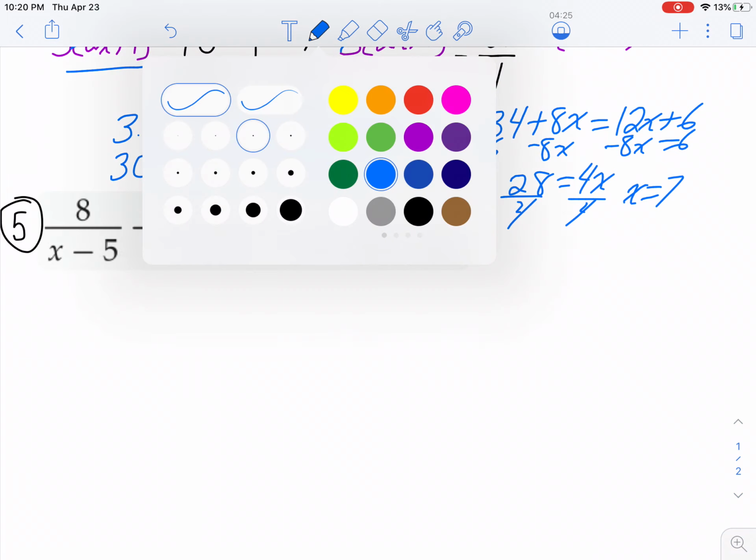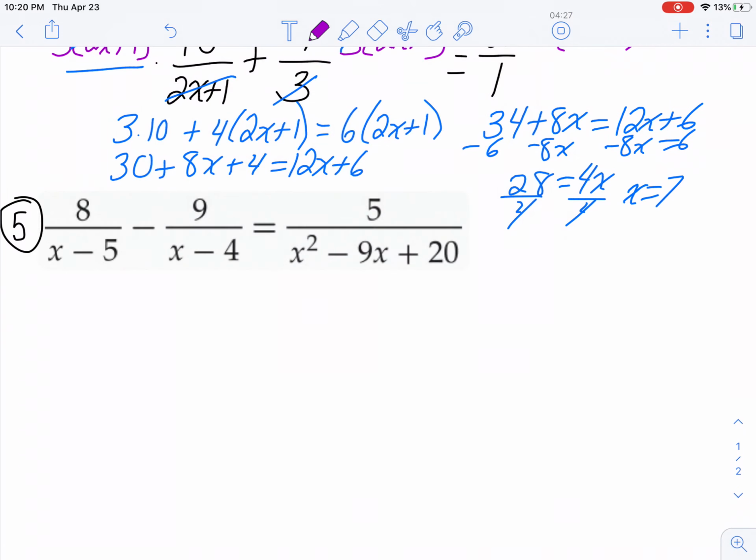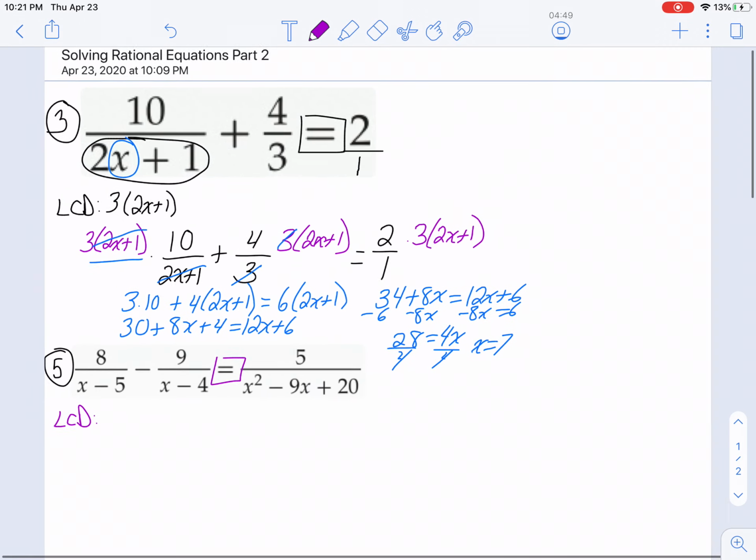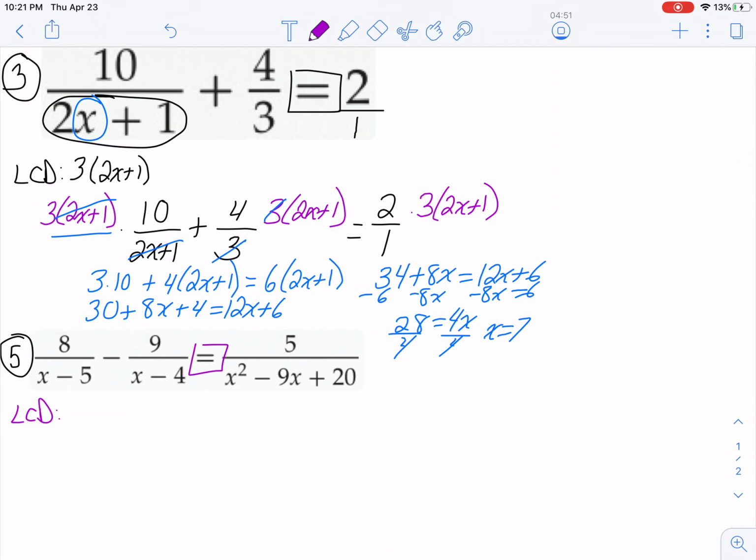Alright, so now moving on down here. I have denominators of x minus 5, x minus 4, and x squared minus 9x plus 20. Again, I see an equal sign, so I know I need to find my LCD, and then I need to multiply every term by that LCD. Notice the difference here. Yes, up top on number 3, I have a 2x plus 1 in my denominator.